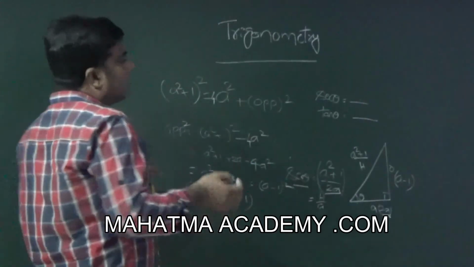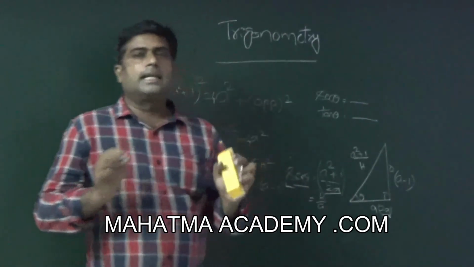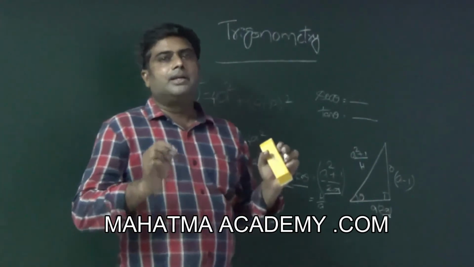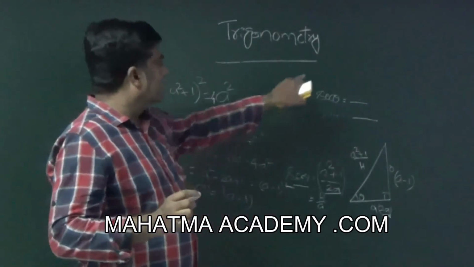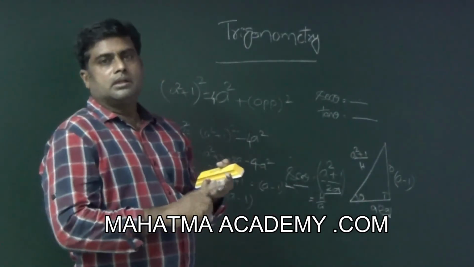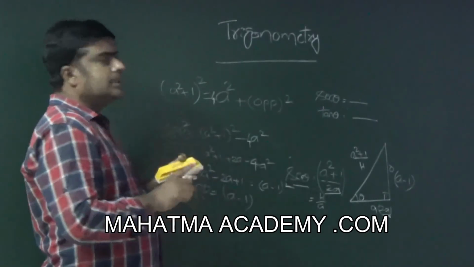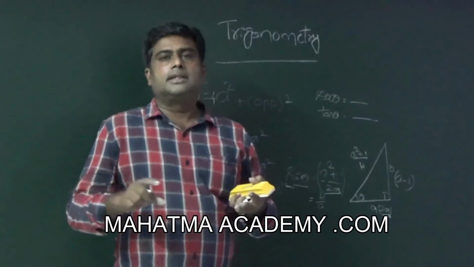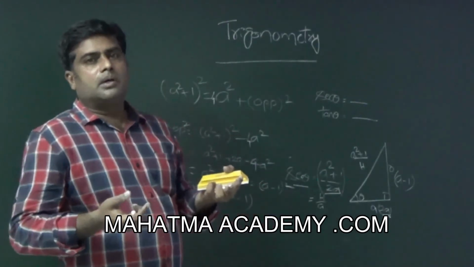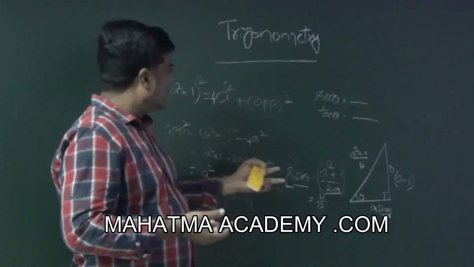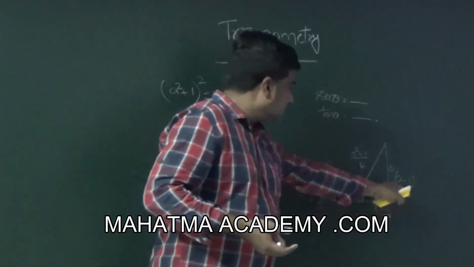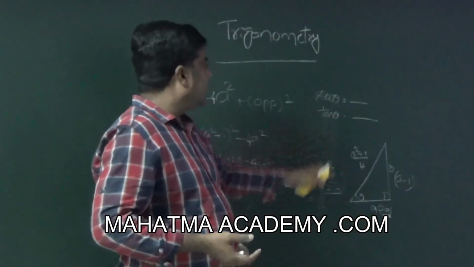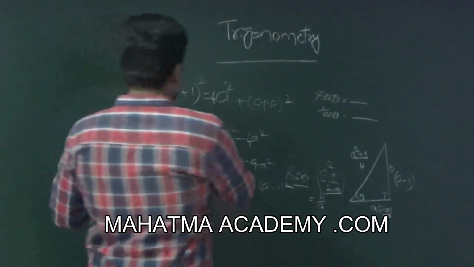What is the problem? Given secant theta plus tan theta equals a, find the other ratios. How to find it: secant theta minus tan theta equals 1 upon secant theta plus tan theta. From that we can calculate these three sides, and we can find the trigonometric ratios.